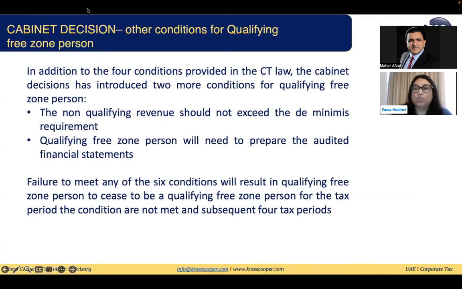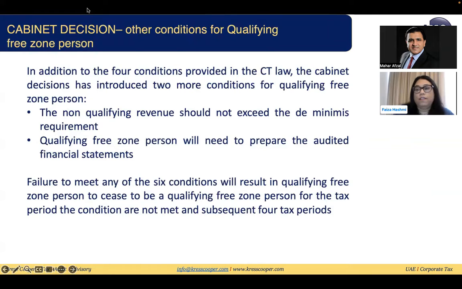And in those cabinet decisions, we saw that two more conditions had come out for people to be considered a qualifying free zone person. One was that they had introduced a de minimis requirement, which we will discuss later, so that non-qualifying revenue should not exceed the de minimis requirement. And the second was that the qualifying person would have to maintain audited financial statements.